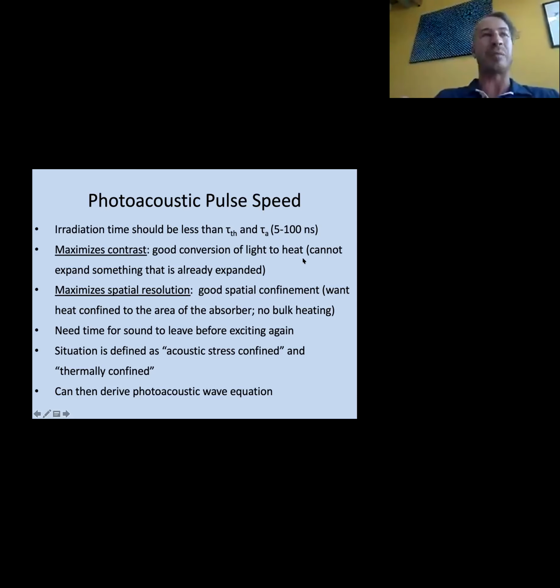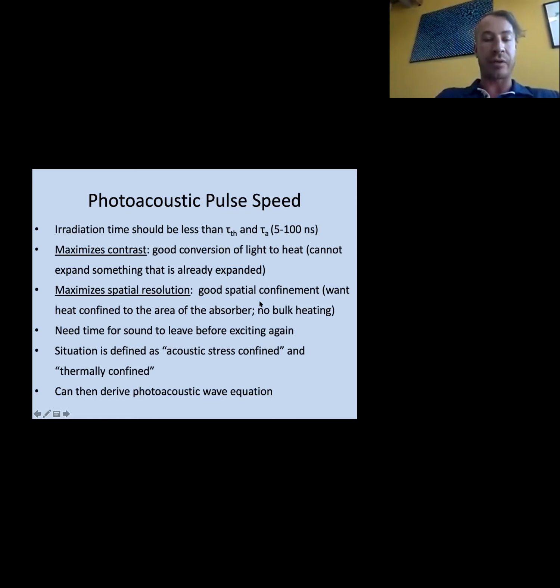Well, if you had a CW laser, you're not even going to have the photoacoustic effect. You would start to get bulk heating. The reason your tissue doesn't warm up is because this irradiation time is shorter than the thermal propagation time. So if I just took a CW laser and shined it on tissue, you're going to get some kind of photothermal effect if you've got absorption. And so that's what we're talking about here.